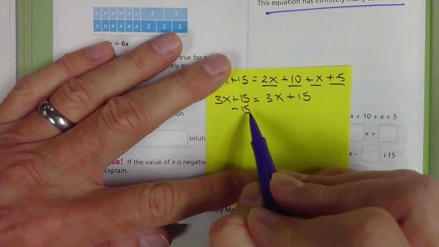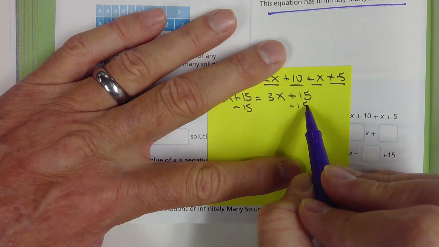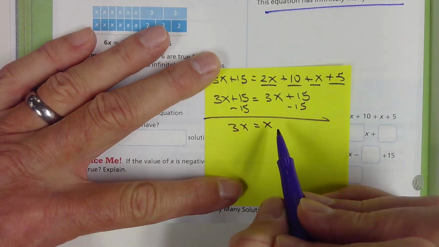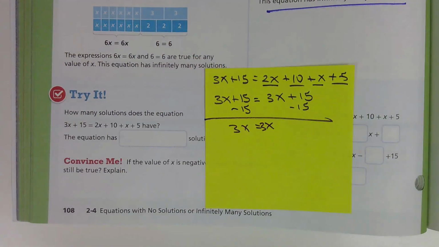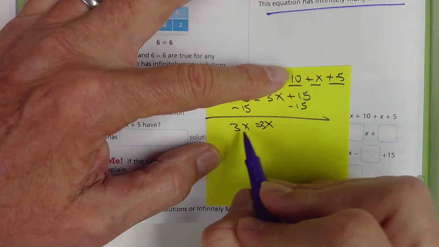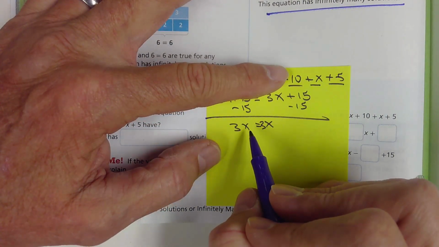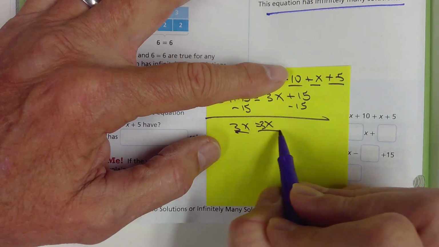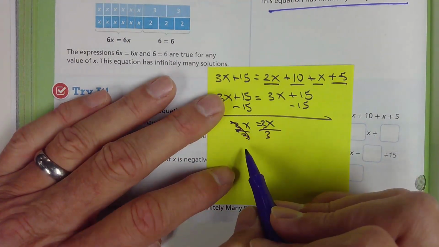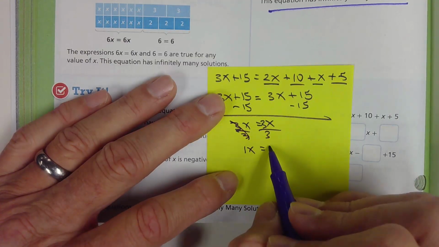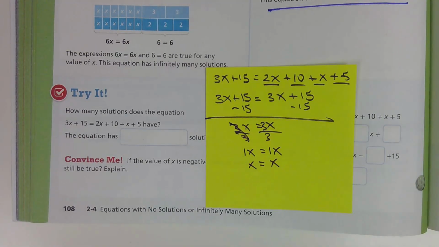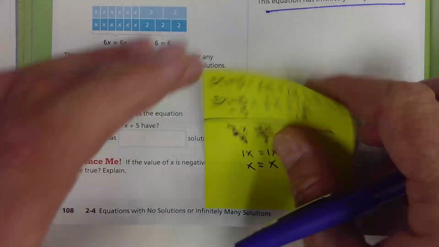So I still want to get x by itself here, so I could subtract 15. Subtract 15. Now I have 3x equals 3x. All right, that's what's left. Now, again, I could go a step further. I want to get x by itself. Well, what's happening to the x? It's being multiplied, so I want to divide. I'm going to divide each side by 3. Whatever you do on one side of the equation, you do on the other. So 3 divided by 3 is 1. I could write 1x equals 1x, or simply x equals x. So it has infinite many solutions. Okay?